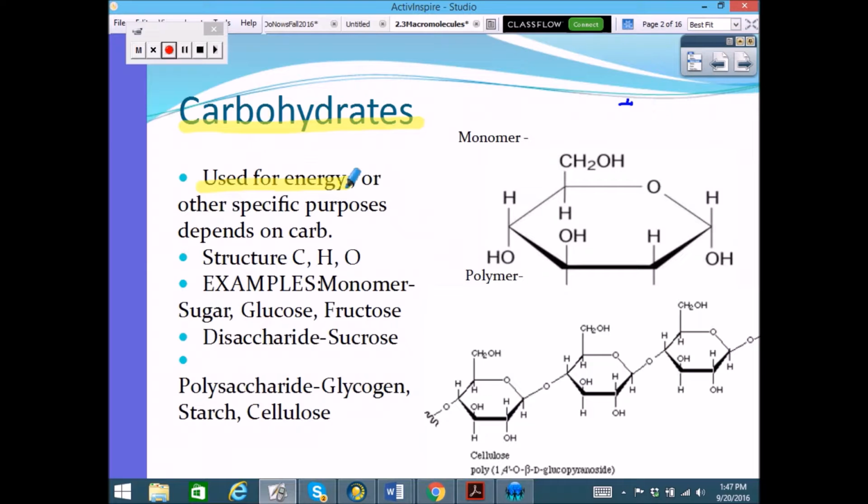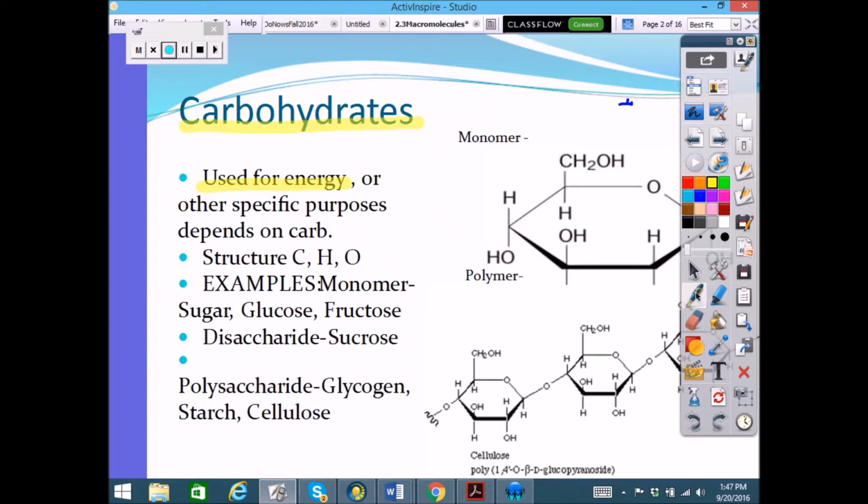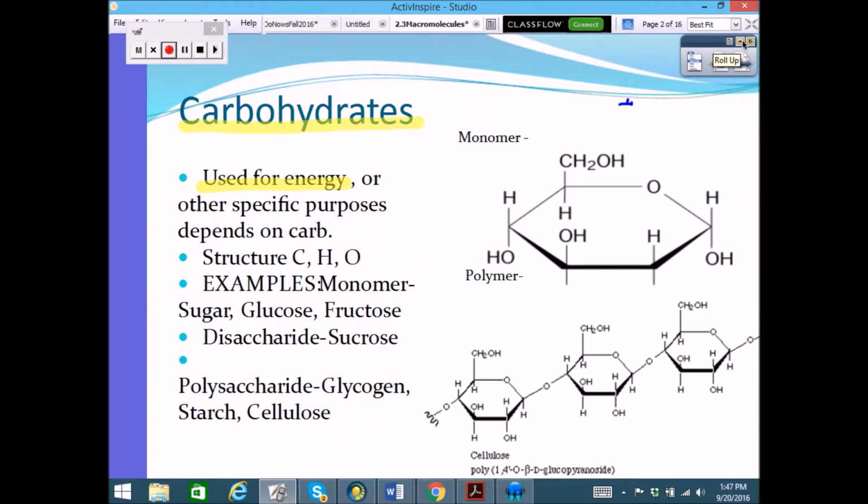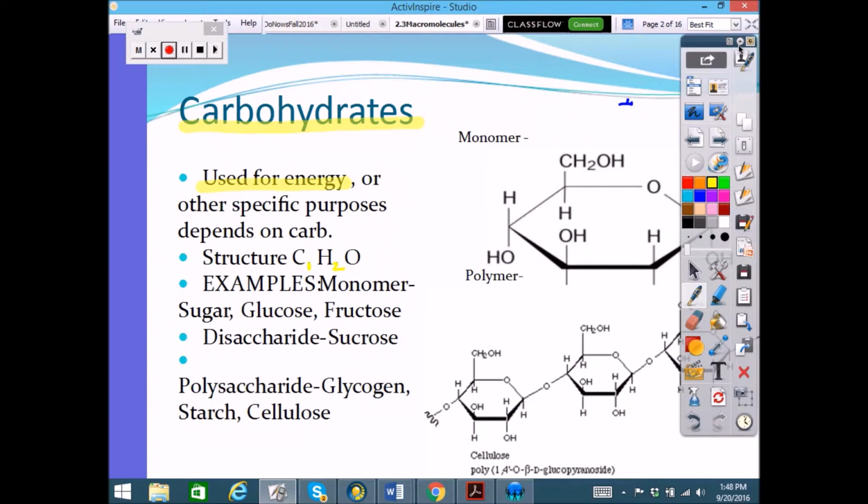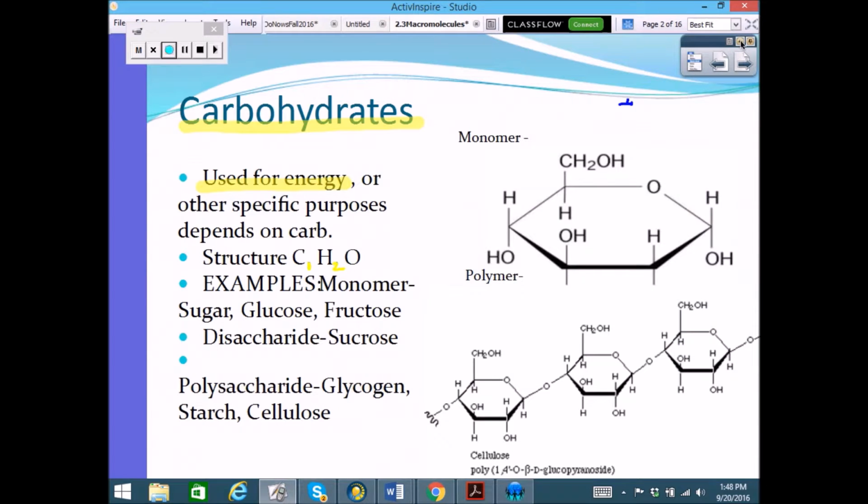So, all simple sugars, the monomer version of simple sugars, have a structure that contains a carbon, a hydrogen, and an oxygen. Carbons, hydrogens, and oxygens. However, it's in a unique ratio of 1 to 2 to 1. So for every 1 carbon, you are going to have 2 hydrogens. So again, for every 1 carbon, you are going to have 2 hydrogens.